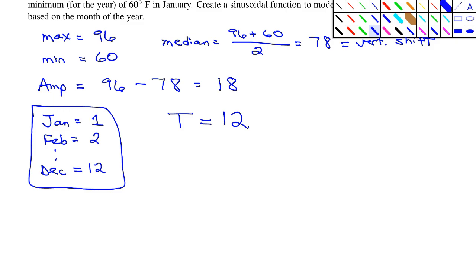Now I can use this and the formula that period is equal to 2 pi divided by omega to solve for omega to use in the equation. So if I just do a little switcheroo here, omega multiplies to the top and 12 multiplies to the bottom, you're going to get omega is equal to 2 pi divided by 12, which is pi over 6.